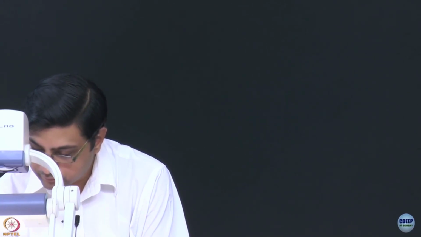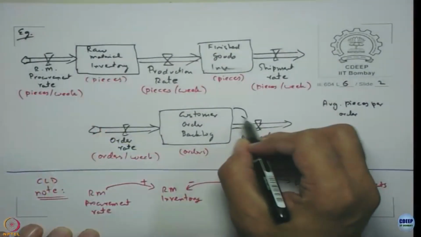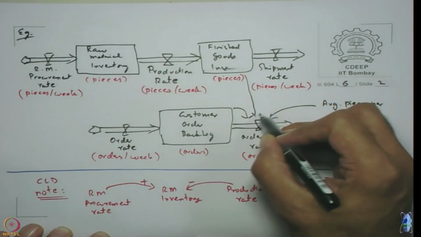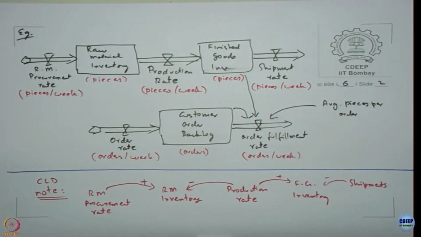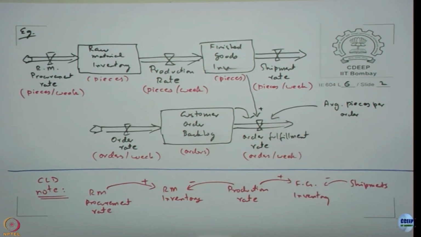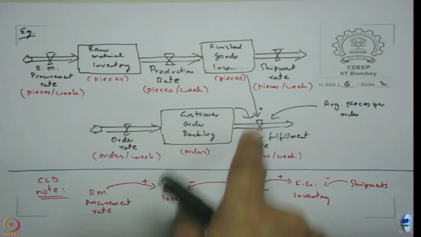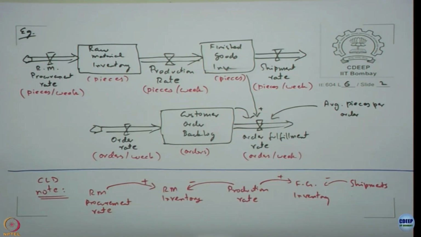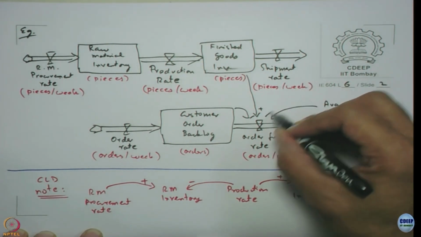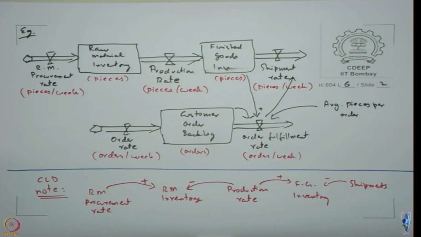say the customer order, average pieces, as well as current inventory, right. If inventory is more, my fulfillment rate will be higher, so I can have a plus. These are anyway some constants. So, now I got an order fulfillment rate, and based on whatever the order fulfillment rate, the same rate I will do the shipment. So I can write an equation simply stating shipment rate equal to order fulfillment rate or something.